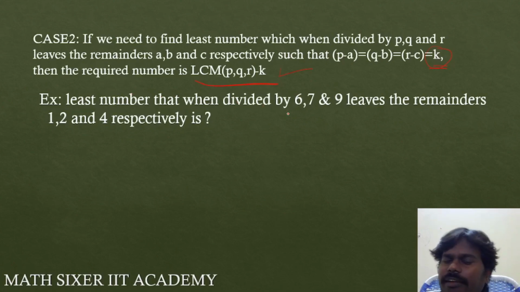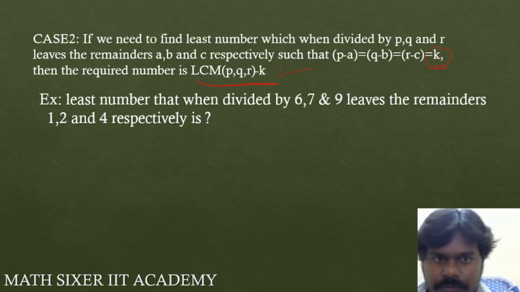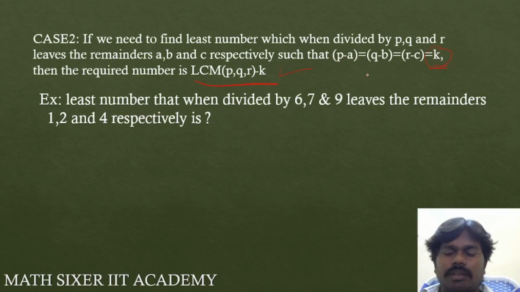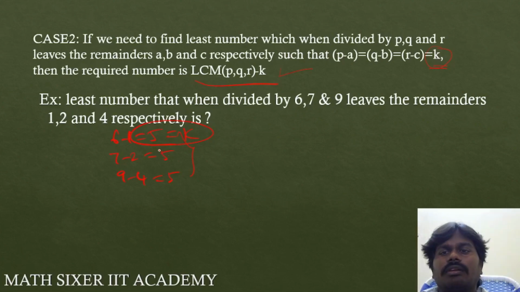The least number that when divided by 6, 7 and 9 leaves the remainders 1, 2 and 4 respectively is what? Here the remainders are different, but this condition must be satisfied, then only we can apply this. So 6 minus 1 is 5, 7 minus 2 is 5 and 9 minus 4 is also 5. That means we have got the value of K. The difference between the numbers and their respective remainders is equal to the constant K. So the required number is the LCM of the numbers 6, 7 and 9.